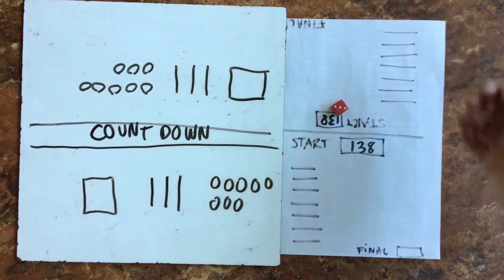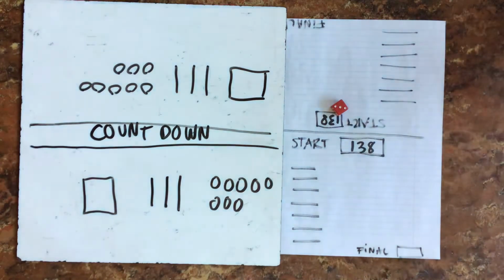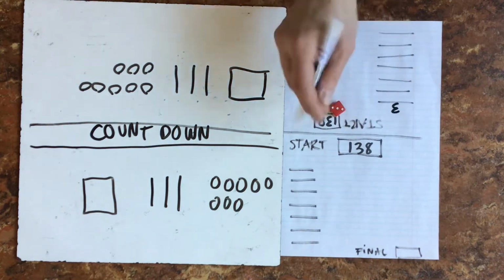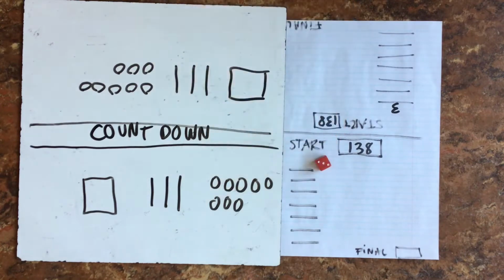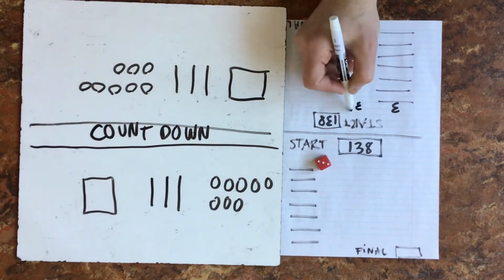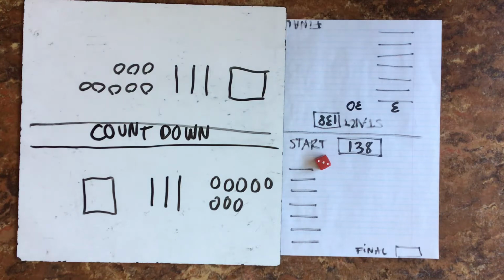So number 3 will roll. What you're going to do is write here the number you roll. You rolled a 3, and you decide if you want to take away a 3 or a group of 10, or 3 groups of 10. I want to take away 3 groups of 10, so I'm going to take away 30.